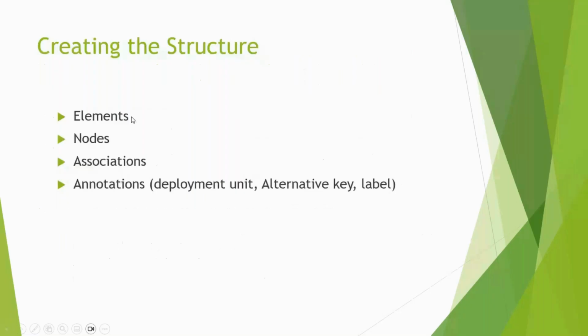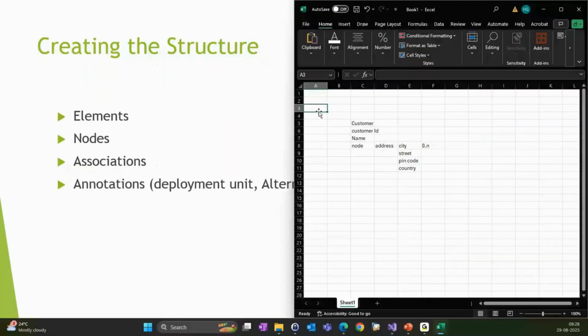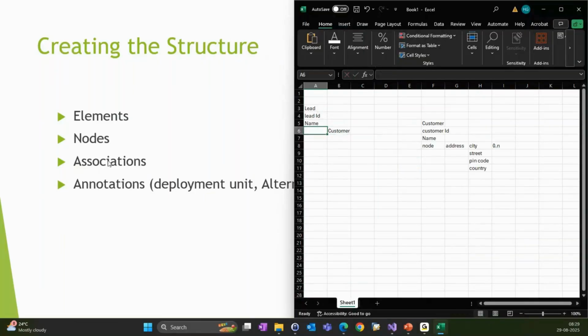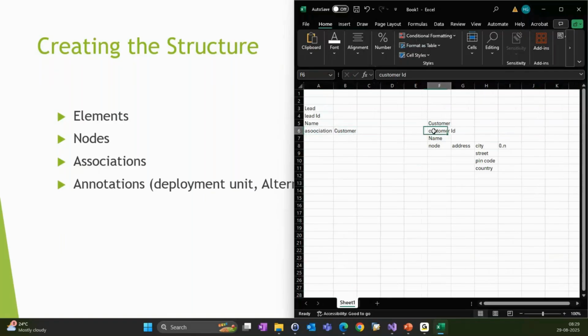We'll take a lead example. In lead, we will have a lead ID and then the name, and it is linked to a customer also. So instead of defining all the fields of customer here, we can directly associate this, like we have a concept of association. If we mention association to, it will associate the complete customer structure to here.